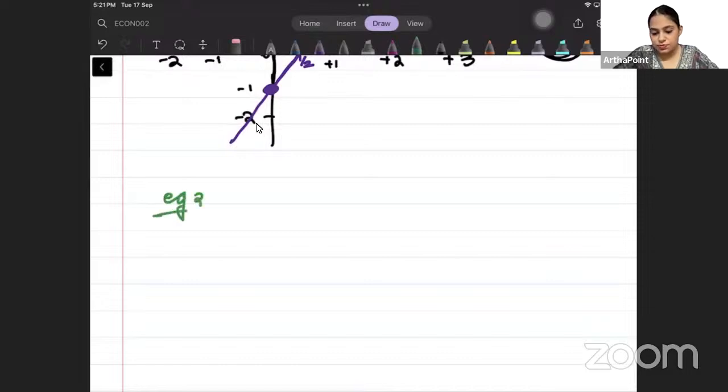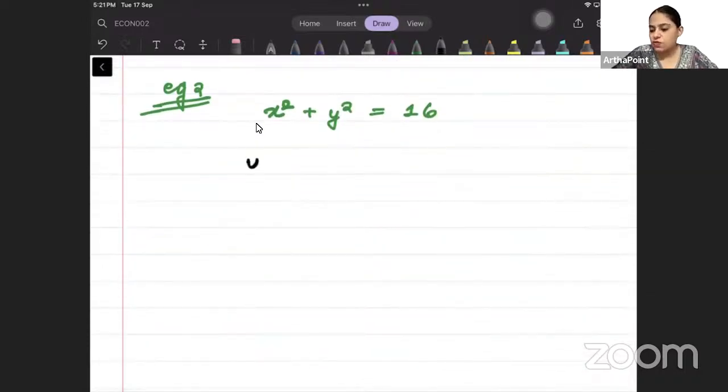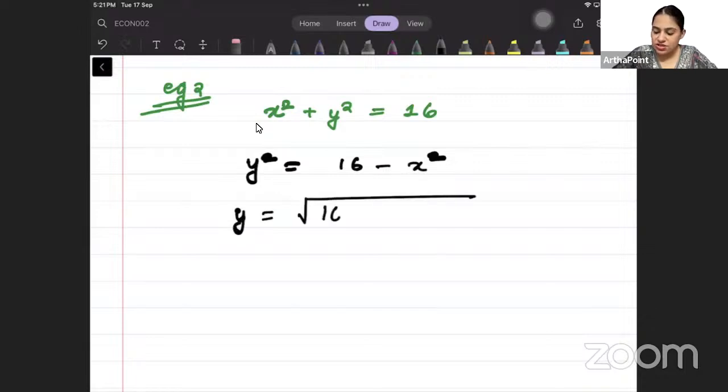Example number 2. So you have x square plus y square is equal to 16. तो बेटा y के टर्म्स में ले लेते हैं. So y square will be 16 minus x square. Okay. So y will be under root of 16 minus x square.